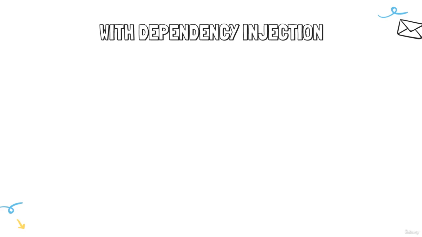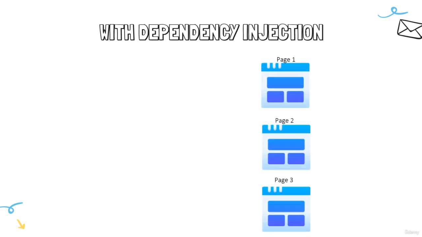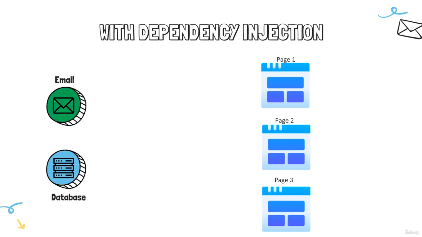So that being said, what is a solution to avoid all of this and get an optimal architecture? The answer to all of that is dependency injection. First, let me show how this scenario would look like. Again, we will have the 3 pages, and we will have email and database functionality. These are the common things that we had before as well.